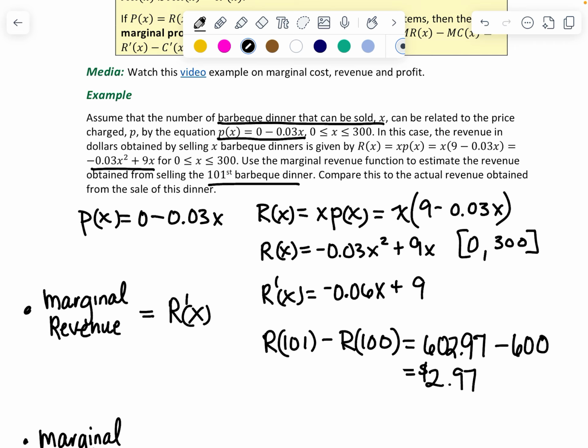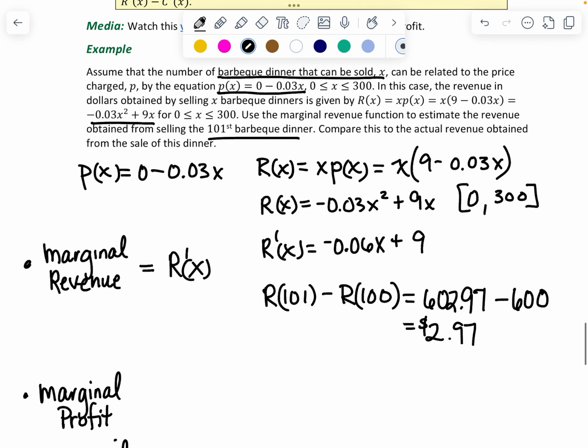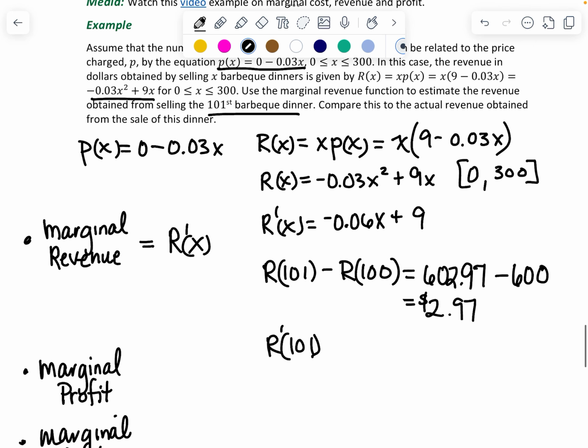So if I do take the derivative and say, well, what would it be? What is R prime of 101? It's equal to negative 0.06 times 101 plus 9. Calculator. I'm just going to plug that in.